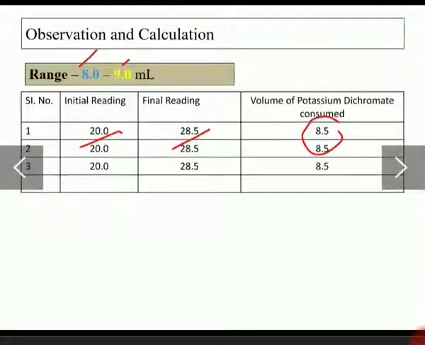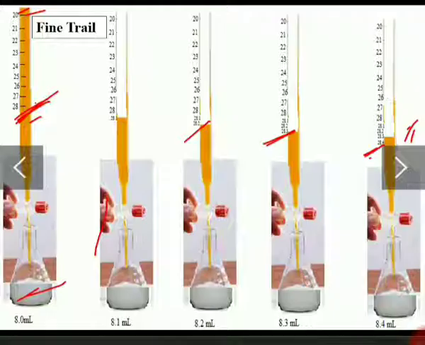Next, fine trial. If the range of the titration is between 8 and 9, you have to add 8 ml at a stretch. If the range is 9 and 10, you have to add 9 ml at a stretch. If the range is between 7 and 8, you can add 7 ml at a stretch. But after that, you have to add 0.1 ml.